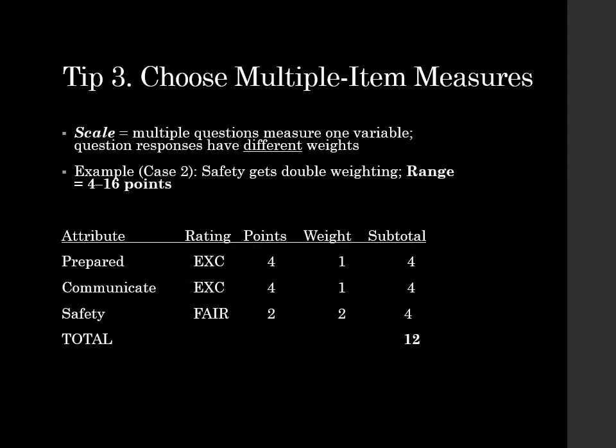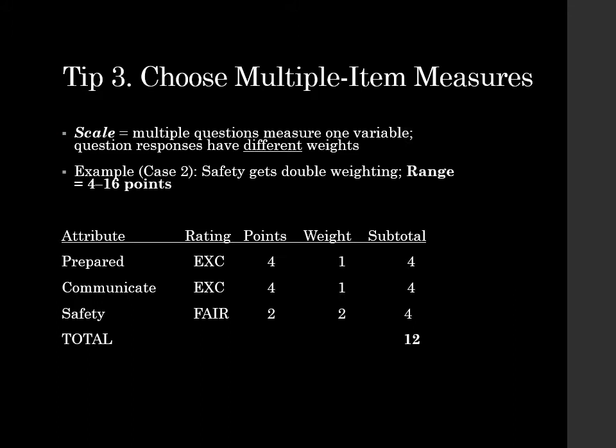So the scale is multiple questions measure 1 variable, and each question can have a different response and have different weights. So here, we're going to look at different weighting. So safety gets double the amount of weight here. So when we look at prepared, they scored themselves a 4. We gave it a normal weight, so our total is 4. Same goes with communications. It scored a 4. We're going to give it a single weight, and then we'll get a total of 4, right?